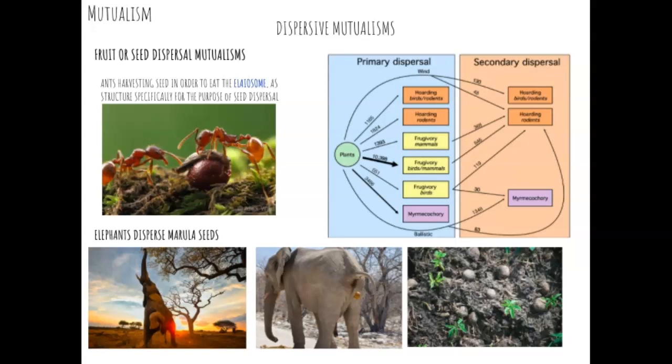Elephants are a very important disperser of marula seeds. So elephants eat the fruit from a marula tree. So it's a big, very good smelling fruit, and so the elephants actually eat them whole. And so when the elephant defecates, the seeds are dispersed with a pile of fertilizer in the form of the elephant feces, and then that seed is able to grow.